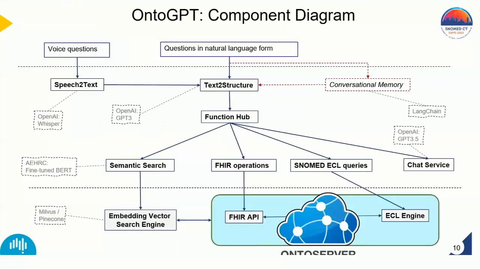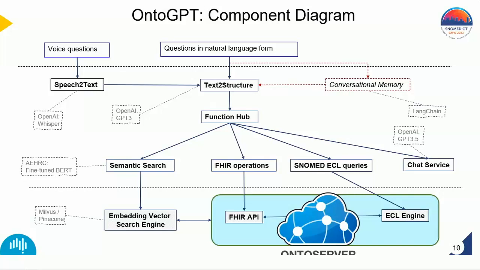Now, let's discuss the technical side of OntoGPT. Here is the diagram outlining the key components within OntoGPT. The primary components are represented in bold rectangle shapes, while the libraries and technologies used to build them are depicted in the gray dashed shapes.